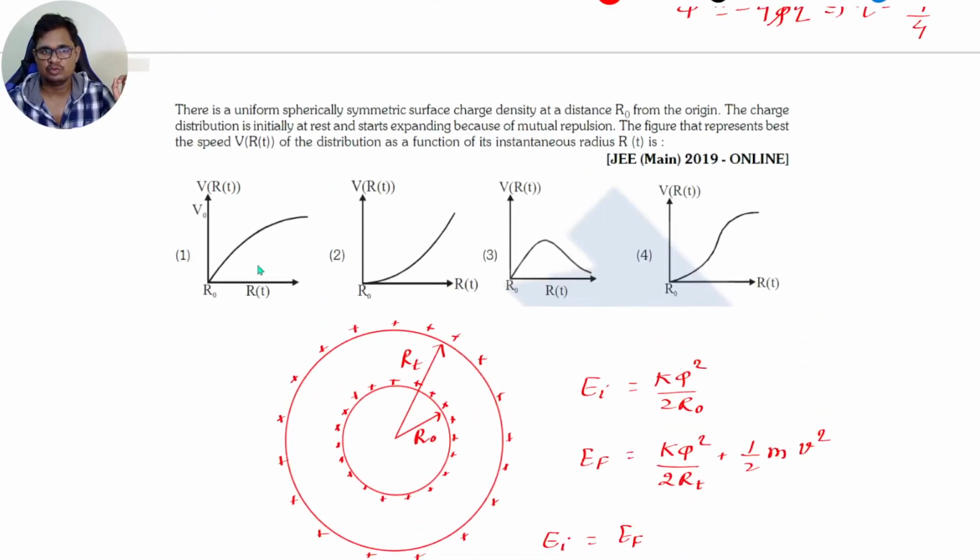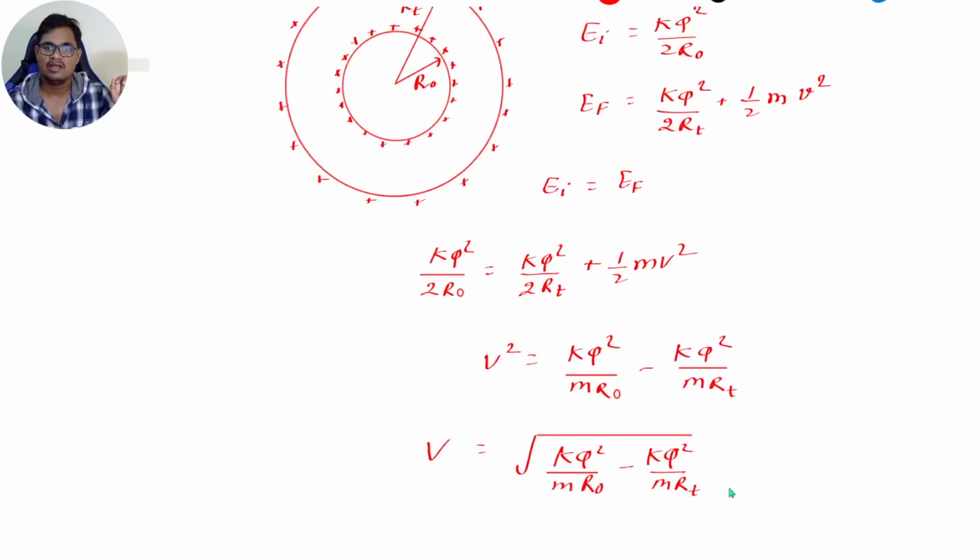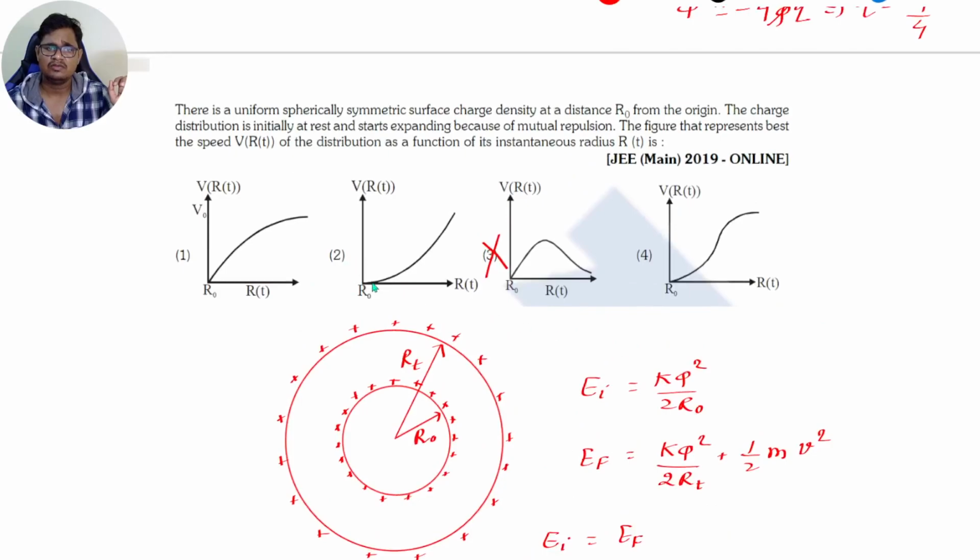If we have to choose the best option, I will discard option 3 because it shows increasing and then decreasing. But what we have seen is that v keeps on increasing, and then when r becomes infinite, the subtracted term becomes 0 and v becomes constant. Now if you see option 2, the speed is skyrocketing. It keeps on going higher and higher as r increases, so this also does not satisfy the mathematical relation that we have. Now between first and fourth we have to check.